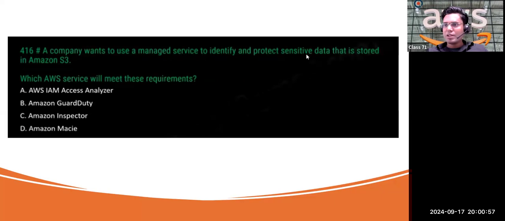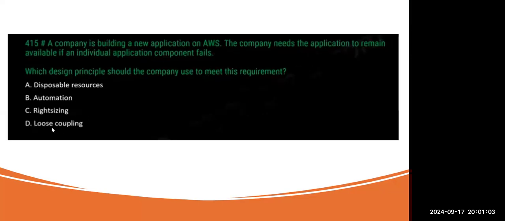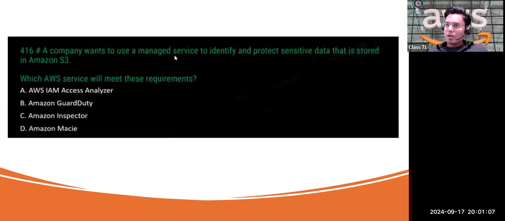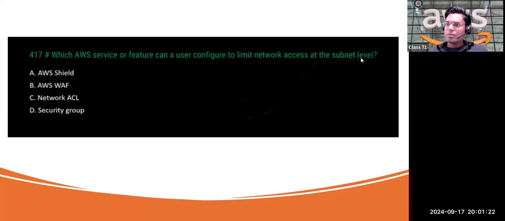Whenever you see the word sensitive data, the answer is D. What was the answer for the last one, for 415? It's loose coupling. Okay, so that's now D. Yeah, whenever you see something like protect sensitive data, then Amazon Macie. It comes under AWS security. So now you just configure limit network access to the subnet level.